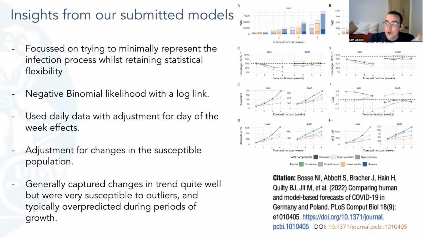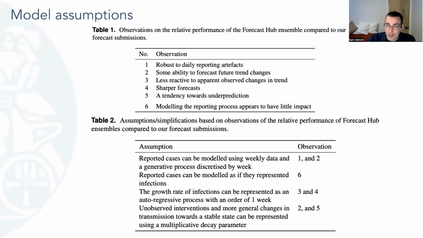So from these two sets of observations, and in the paper there's obviously quite a lot more detail, we pull out a set of observations. The ensemble is robust to daily reporting artifacts. It has some ability to forecast future changes in trend. It's less reactive to apparent observed changes in trend than our own forecasting submissions. It produces sharper forecasts. It has a tendency towards underprediction, and modeling the reporting process appears to have little impact. So that's from our work, trying to model that minimally and seeing how that did or didn't do in comparison to not trying to do that.